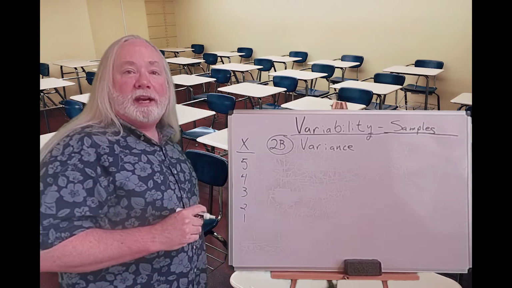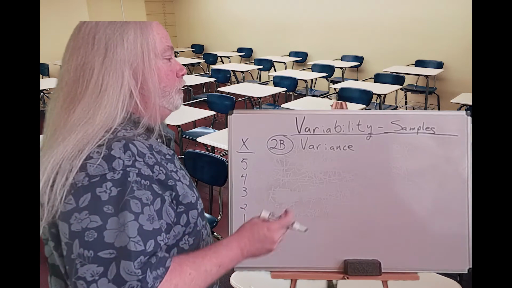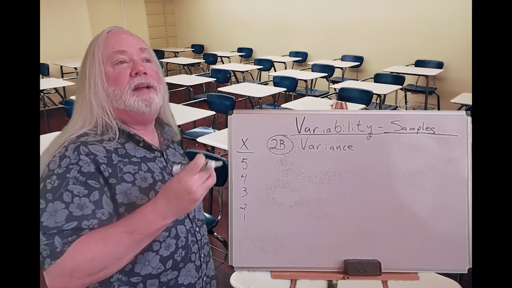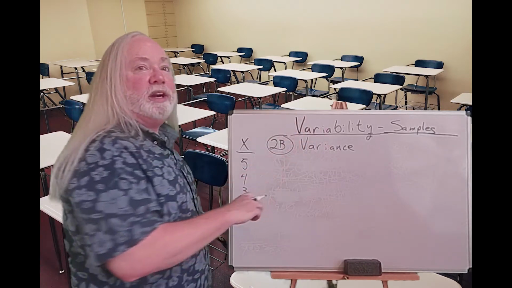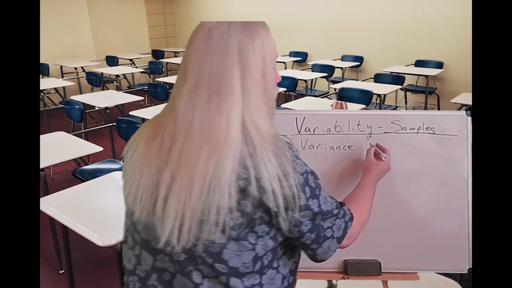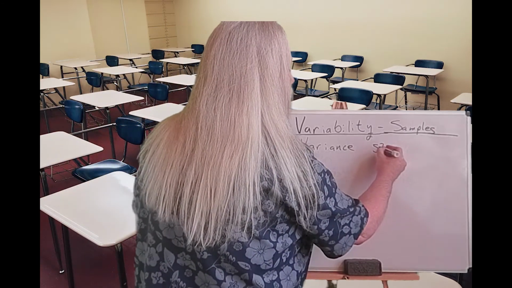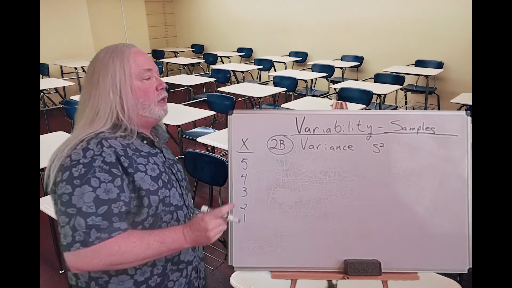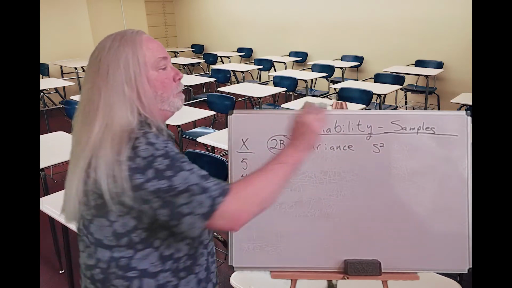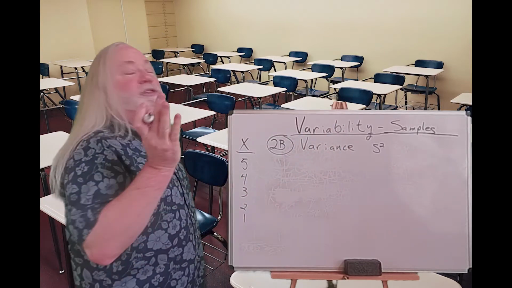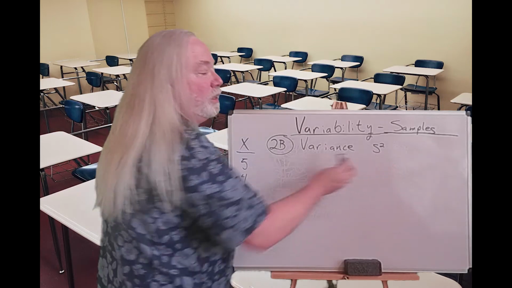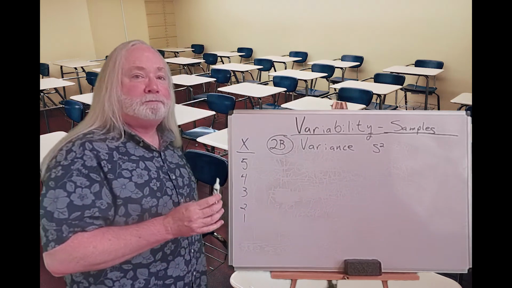Well, the first thing we need here is a symbol. So since we're dealing with samples, our symbols are going to be letters from our own alphabet. For population variance, it was a lowercase Greek sigma. So for us, we're just going to use our own little lowercase s, and again, with the exponent on it. Sample variance is the exact same definition as population variance. Variance is variance. So sample variance is the average squared distance of raw scores from the mean.